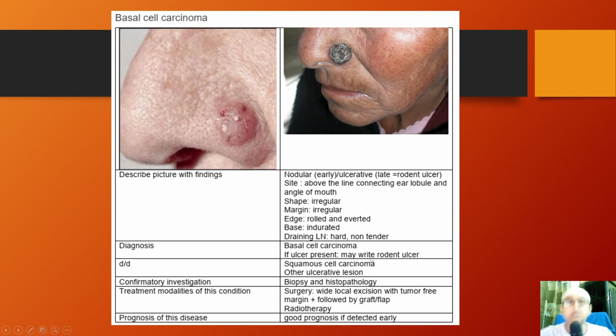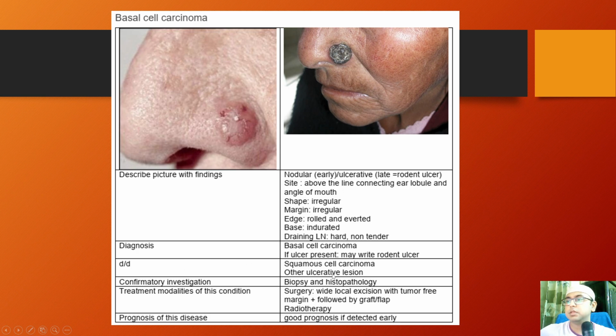Another day I will discuss with a story why it is called rodent. Rodent means a rat. Why is this ulcer similar to a rodent ulcer? There's a story behind the rodent ulcer or BCC. So another day I will discuss it with you.